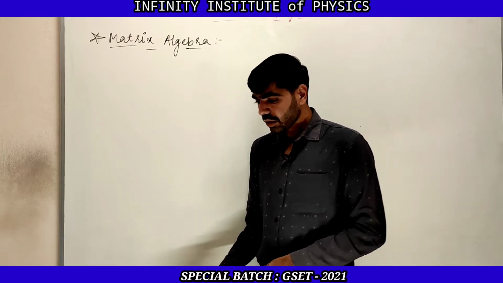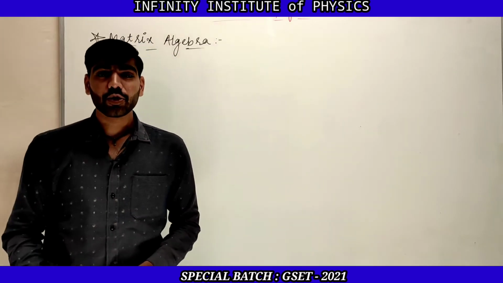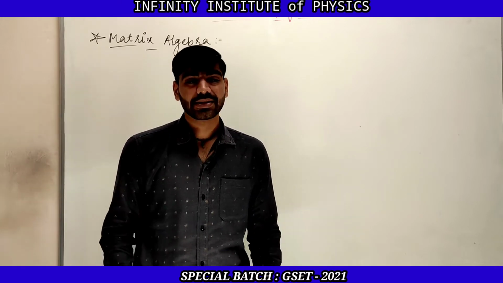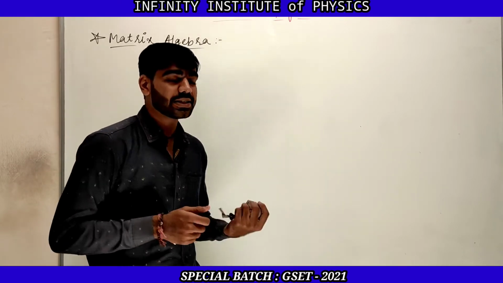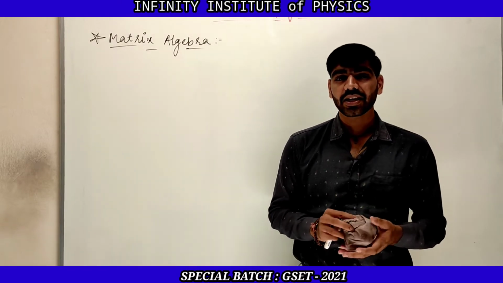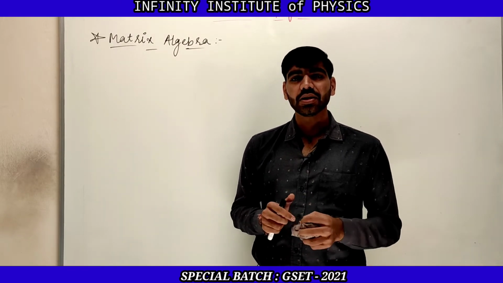So now the next definition is the zero matrix or null matrix. What do we mean by a zero matrix or null matrix, whether it is a square matrix or rectangular matrix? When can we say that a matrix is a zero matrix or null matrix?